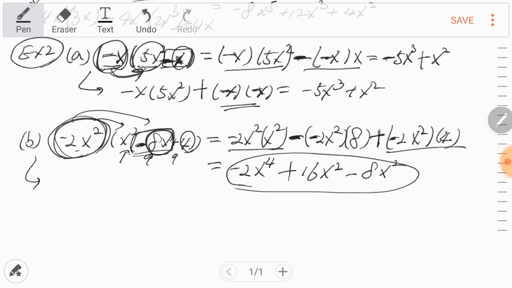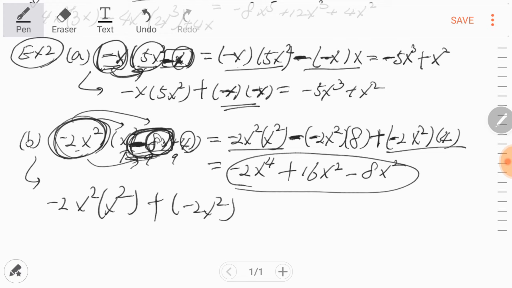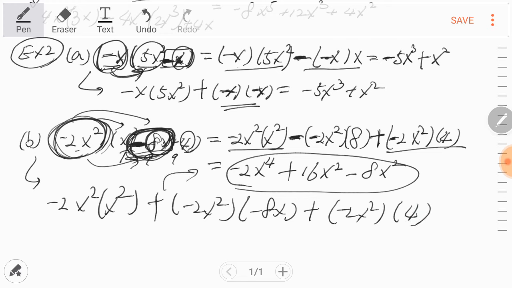So, sometimes if the parenthesis has a minus, then you can use the negative sign as part of negative 8x and multiply negative 8x by this number. That is still okay. So you can write this one as negative 2x squared times x squared, plus negative 2x squared multiplied by the whole second term, negative 8x, and then plus negative 2x squared times 4, like this. Then you will get this result.